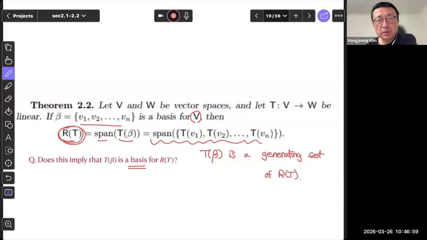In this example, in this theorem, the theorem claims that T of beta generates, it spans the range, but this theorem does not imply the linear independence of T of beta. So the answer for the question is definitely no. Please be careful. The theorem just claims that T of beta is a generating set of all of T, nothing more than that.